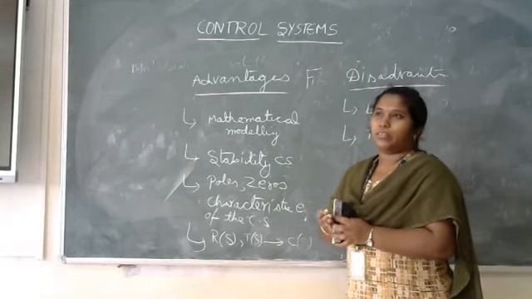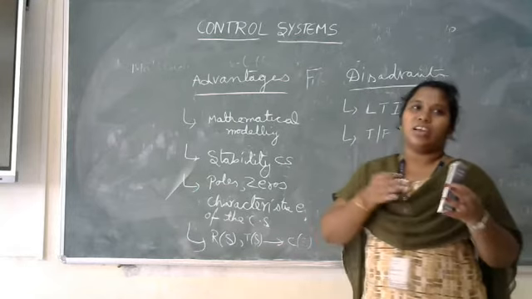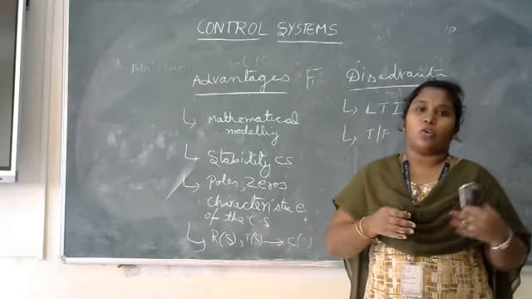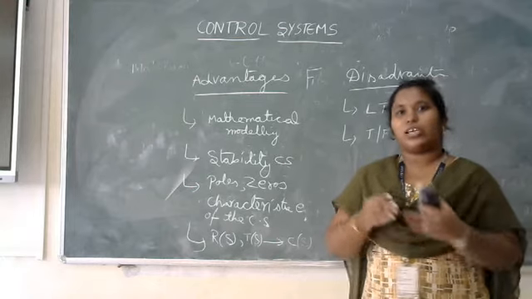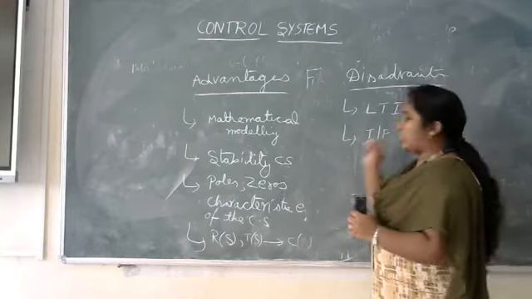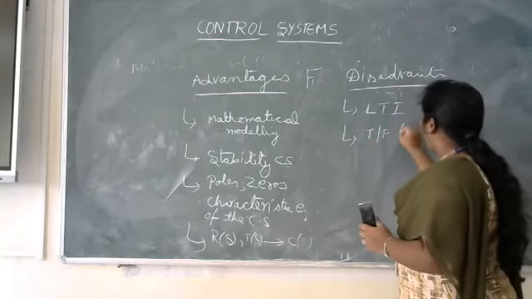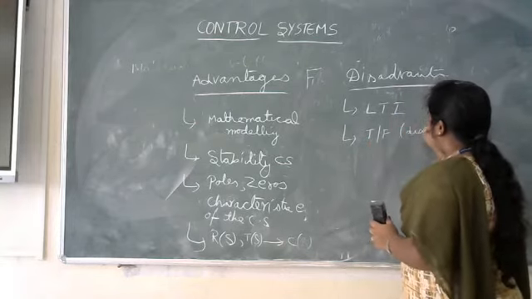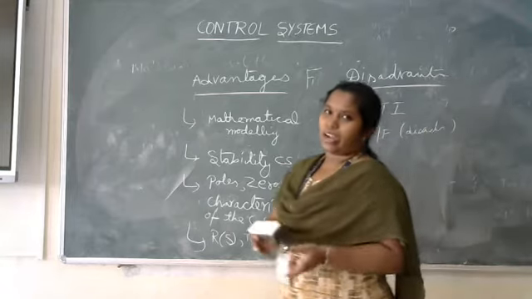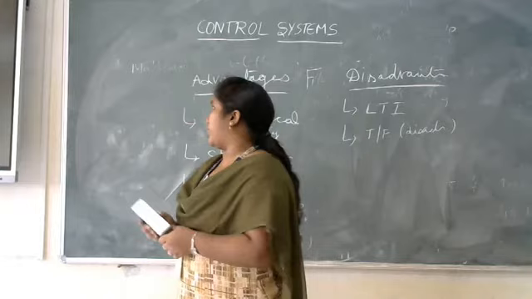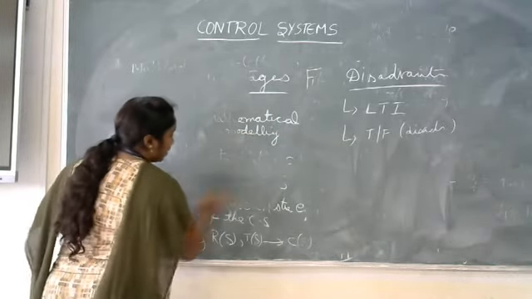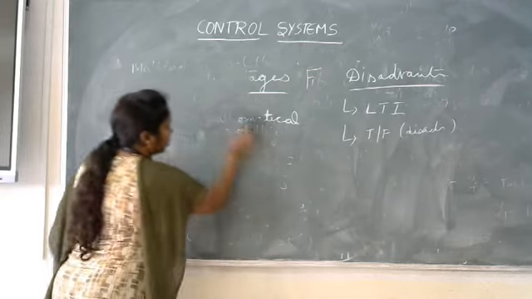For example, if in a system there exists one spring and one dashpot, what are the elements existing in that control system? We are not determining that by using this transfer function. That may be a disadvantage, right? So this is about transfer function advantages and disadvantages. Now we will see the first system, that is the mechanical translational system.